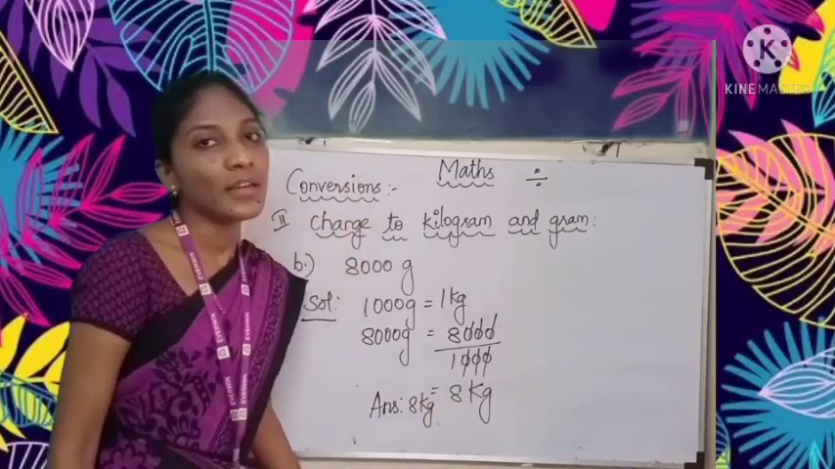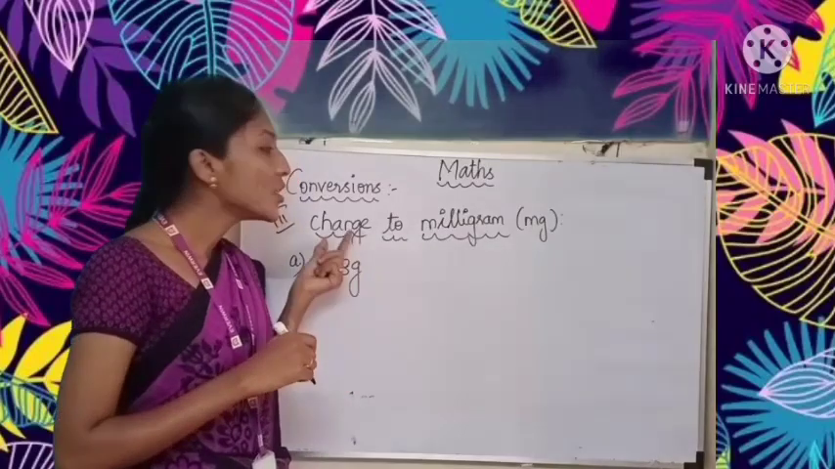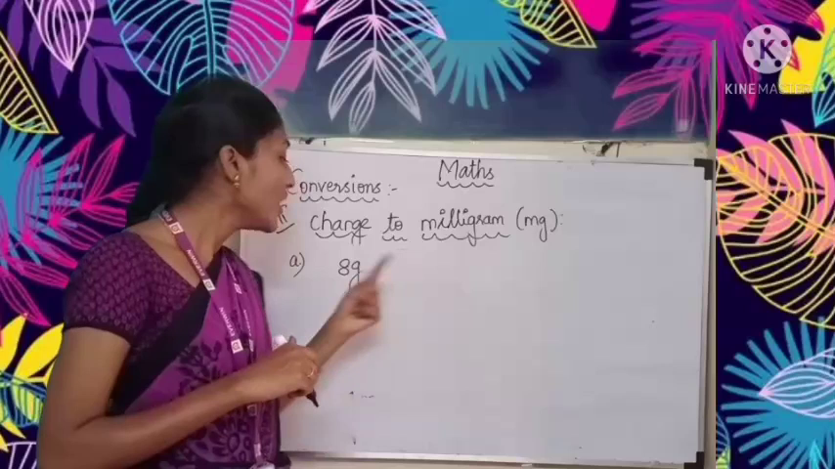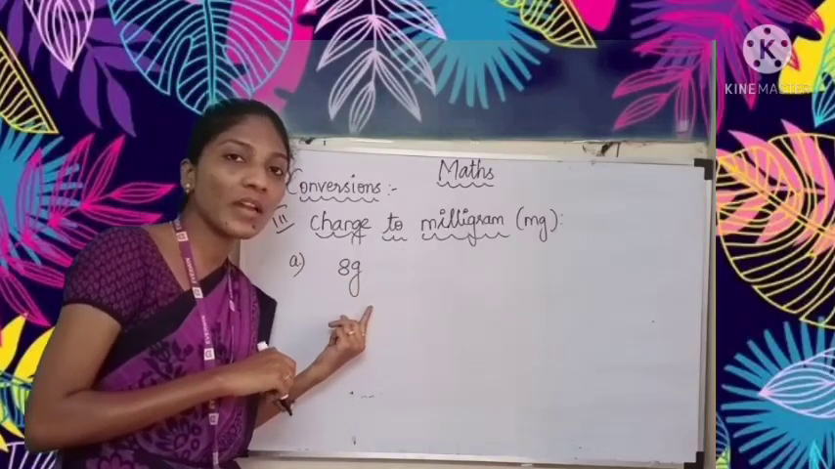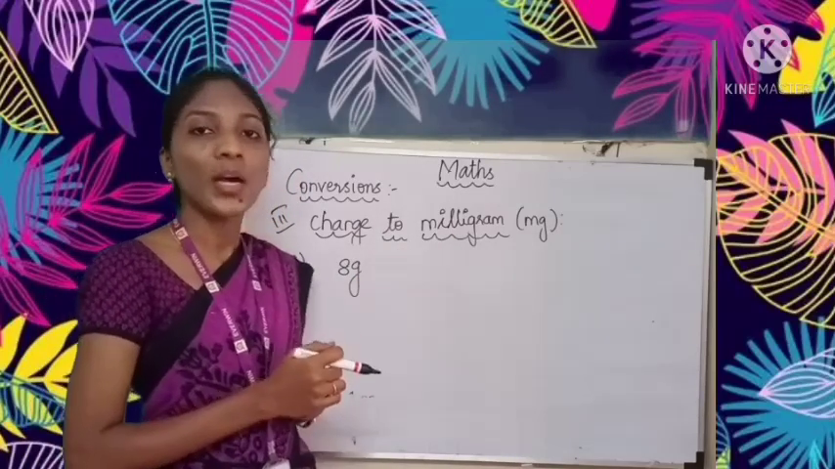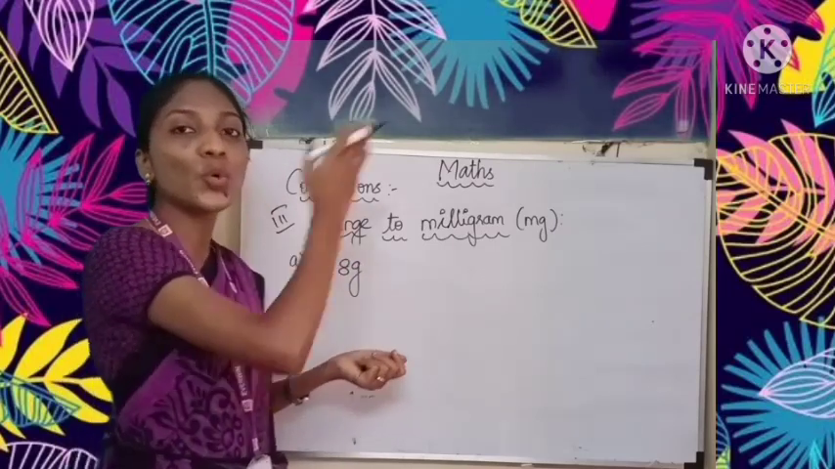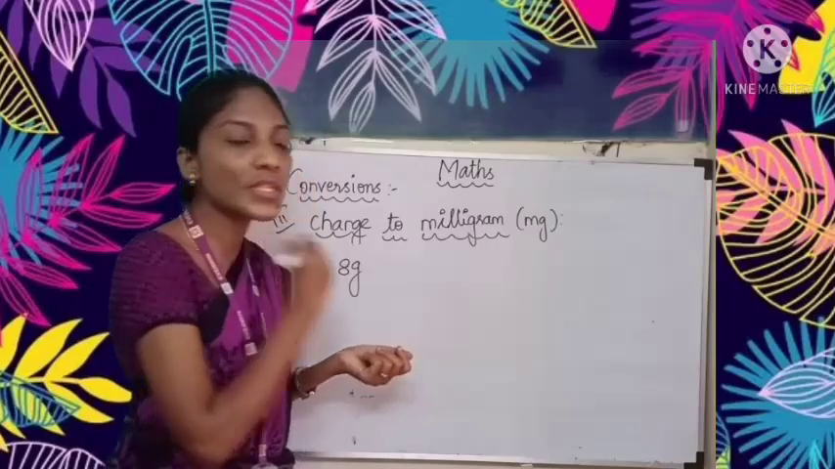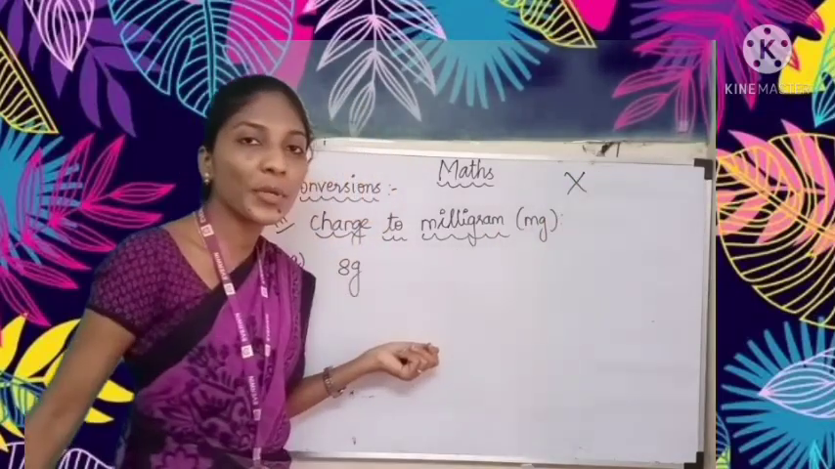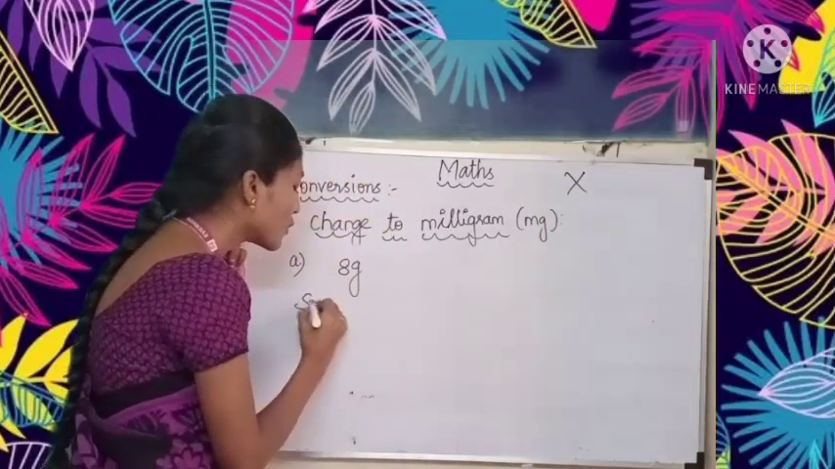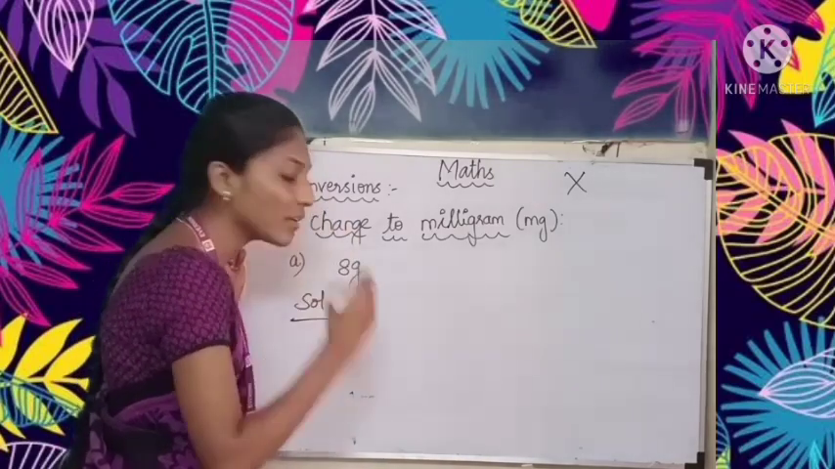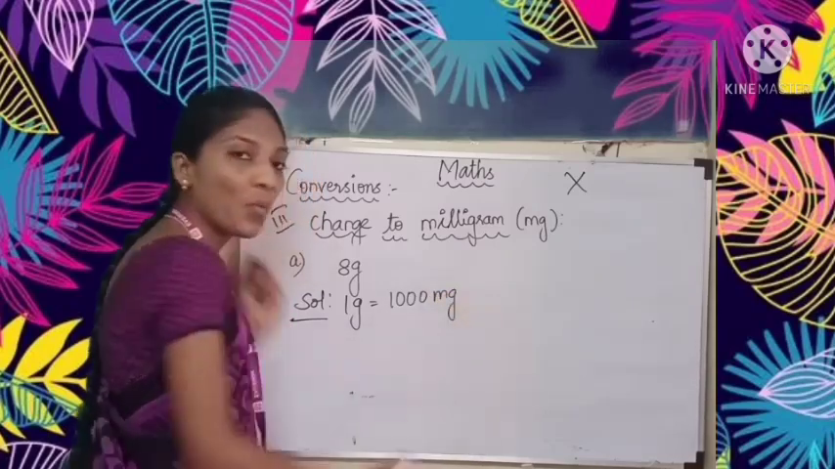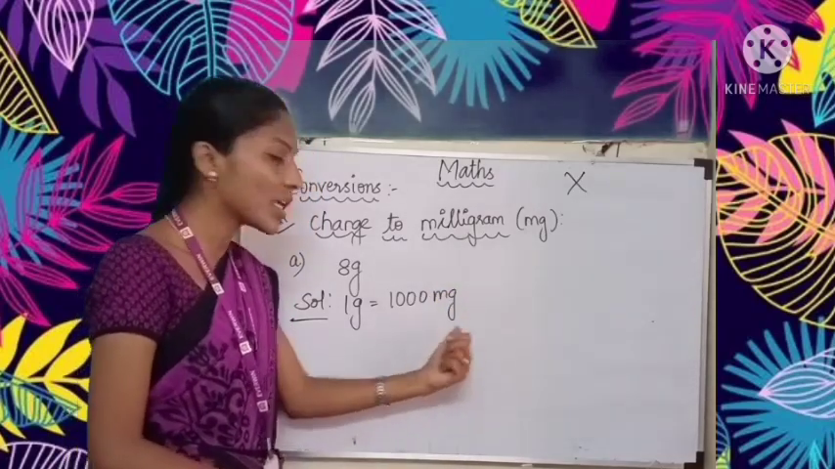Clear, children? Yes. Children, the next one, change to milligram. mg refers to milligram. Here in the question it is given in gram. You are going to convert that to milligram. That is big to small. So what operation should you use here? Multiplication. First write the formula for 1 gram. 1 gram is equal to 1000 milligram.